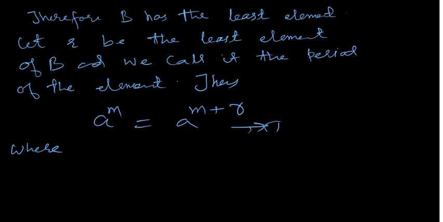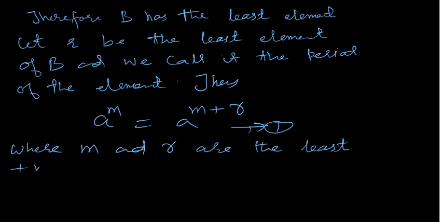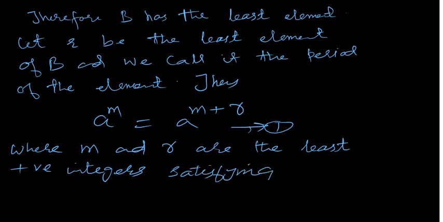Name this one 1, where m and r are the least positive integers satisfying this. So you got the first part: there exist m and r with this property, a power m equal to a power m plus r. Now you need its second part. The second part says that if u and v are non-negative integers, then a power m plus u equals a power m plus v if and only if u is congruent to v mod r.